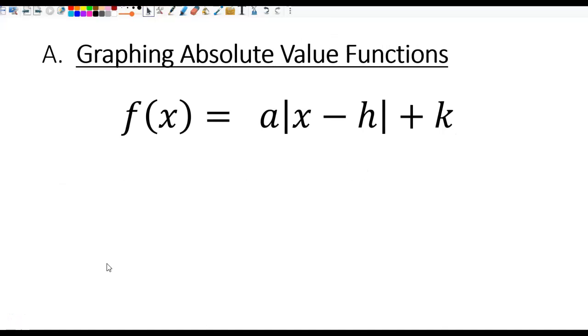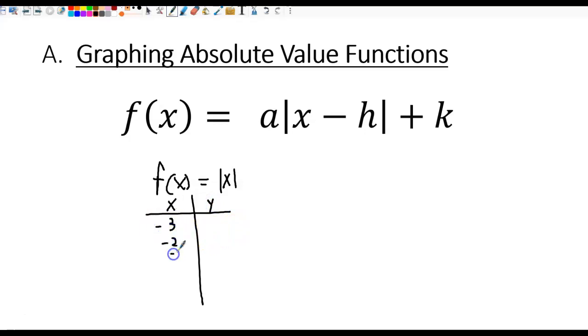All right, so an absolute value function. Last night on your homework, I gave you guys a question that looked like this. I gave you a table and asked you to complete the table. I think we plugged in some numbers like -3, -2, -1, 0, 1, 2, and 3. When you plug any number into the function, the absolute value is going to change it to a positive. So it becomes 3, 2, 1, 0, 1, 2, and 3.